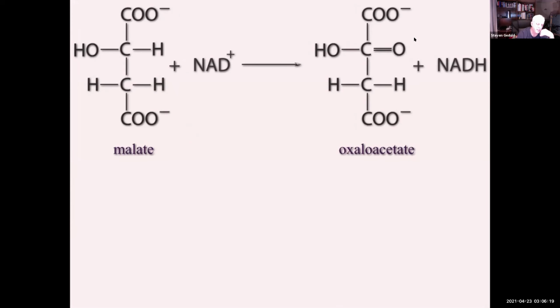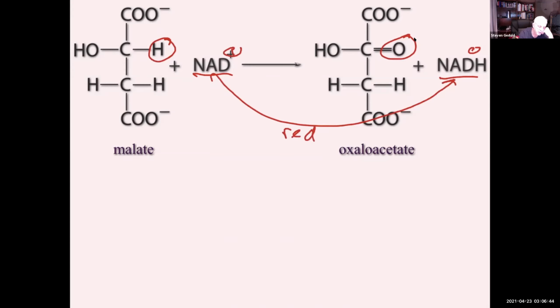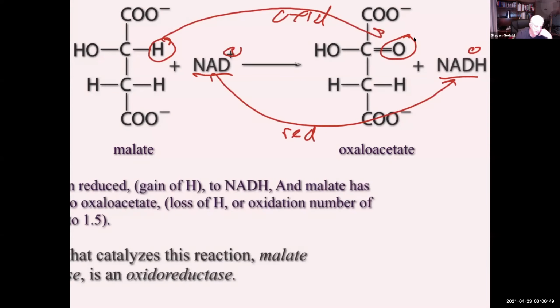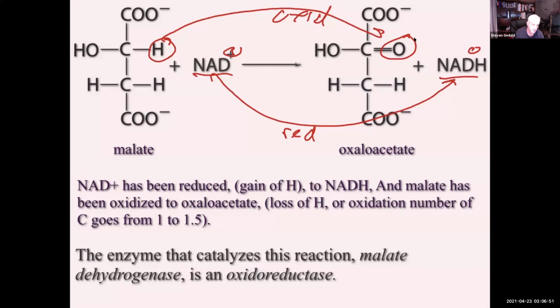Okay. Malate, NAD plus, NADH. So what are we doing in here? You're taking H, going to an oxygen. You're taking this NAD plus and going to NADH. So you're adding hydrogen, it's being reduced. You're adding oxygen, this is being oxidized. NAD plus has been reduced, gaining hydrogen to NADH.